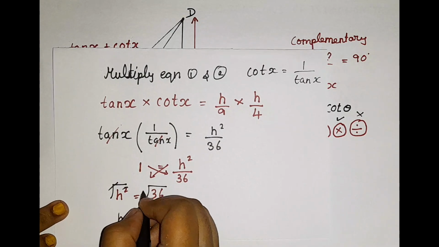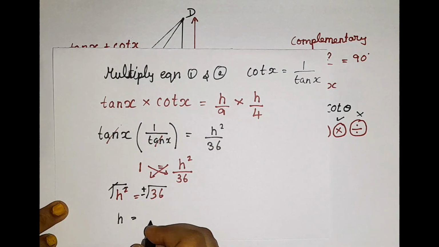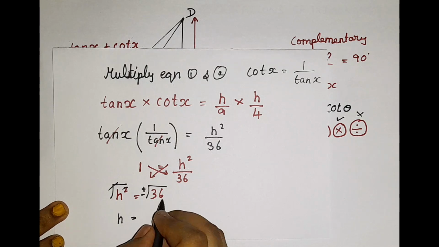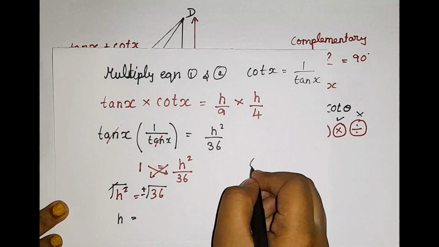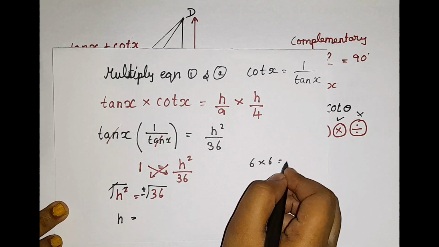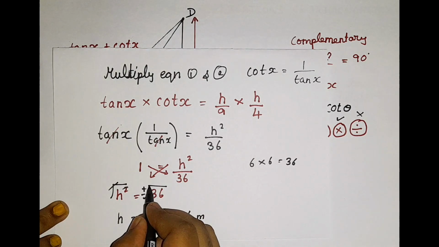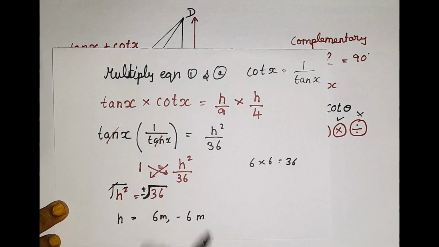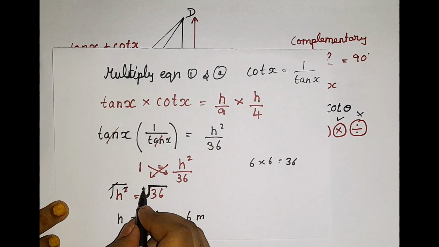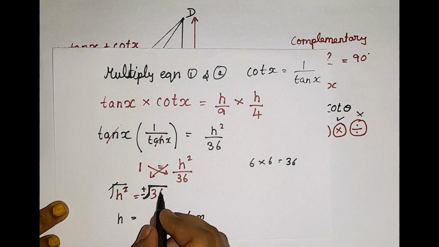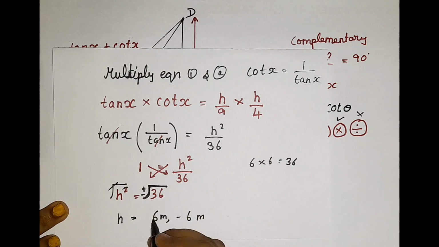I just told you guys, root has plus as well as minus, isn't it? So root 36 is 6, isn't it? Why? Because 6 into 6 is 36. So we can write plus 6 and minus 6 meter. Why did I write plus 6 and minus 6? Because here we have root. You are supposed to notice that. Since we have root, it has plus and minus. So when we take it off from the root, we will get two values, in the form of positive and negative.